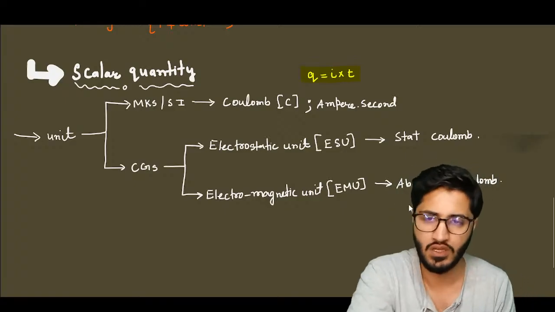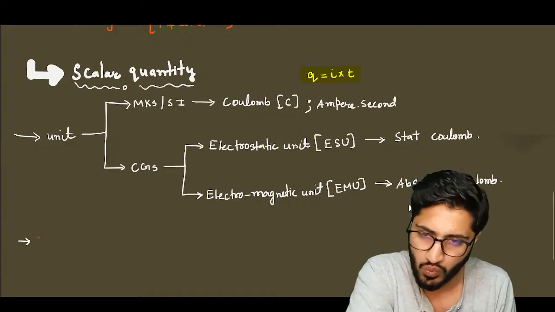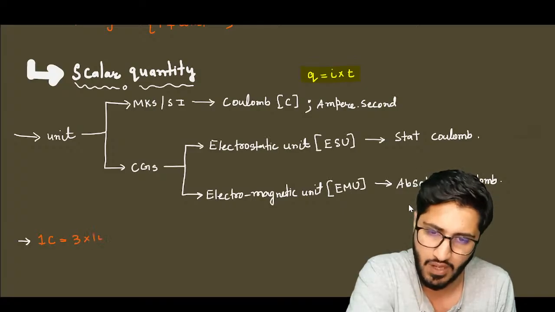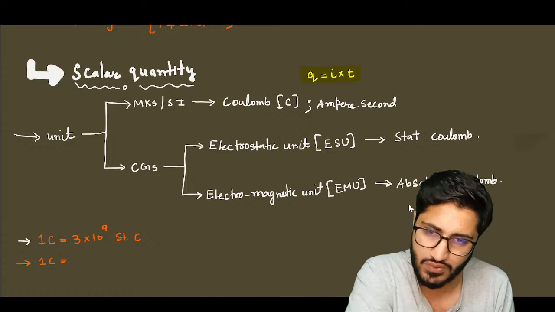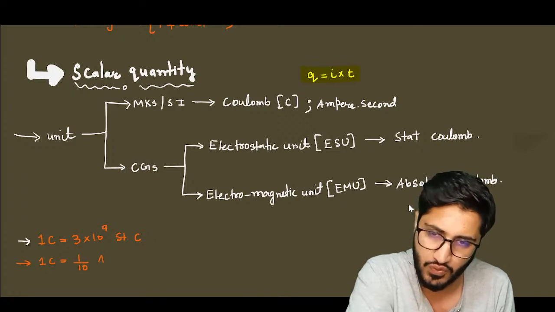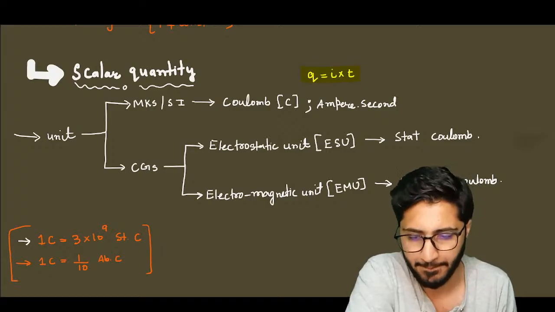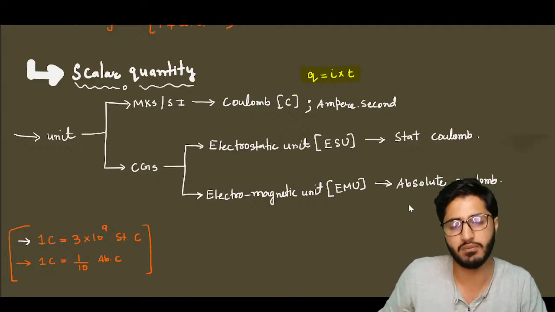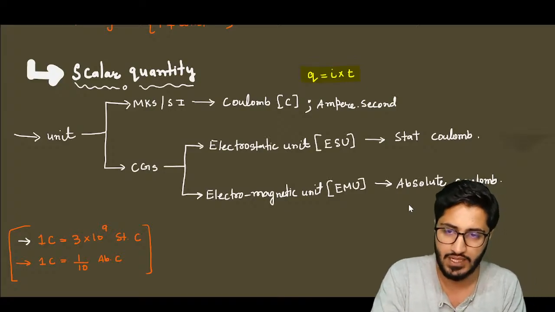Look now. If we talk about the conversion of units, 1 coulomb is equal to 3 into 10 to the power 9 stat coulomb. And also 1 coulomb is equal to 1 divided by 10 absolute coulomb. Clear? 1 coulomb is 3 into 10 to the power 9 stat coulomb, and 1 coulomb is equal to 1 by 10 absolute coulomb.